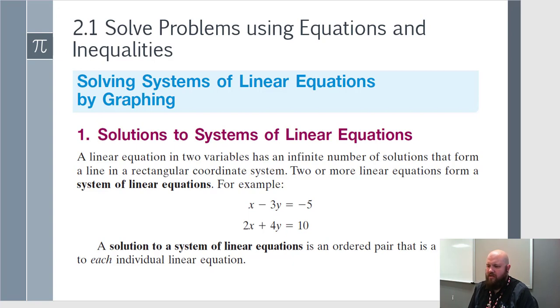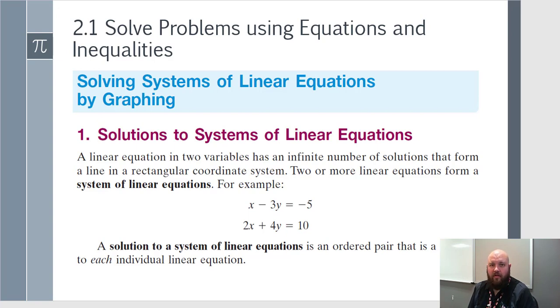A linear equation in two variables has an infinite number of solutions that form a line in a rectangular coordinate system. Two or more linear equations form a system of linear equations. For example, as we have here, x minus 3y equals negative 5, and 2x plus 4y equals 10. A solution to a system of linear equations is an ordered pair that is the solution to each individual linear equation.